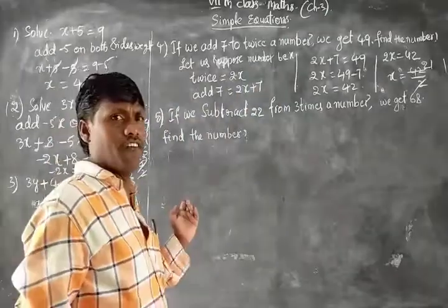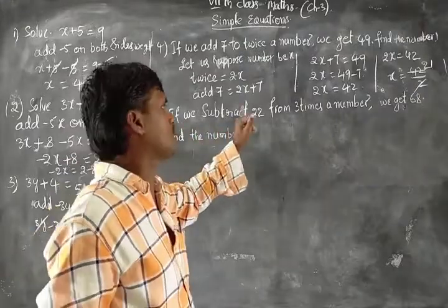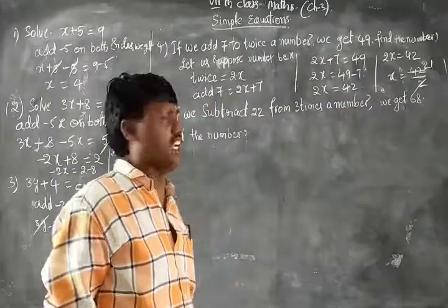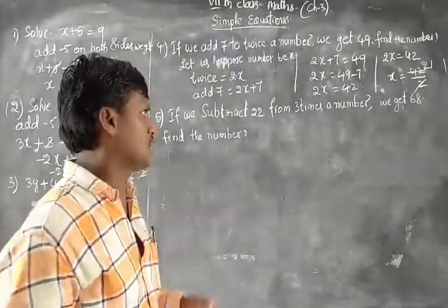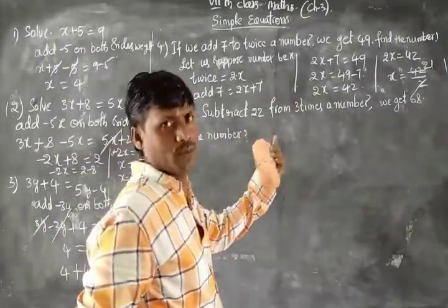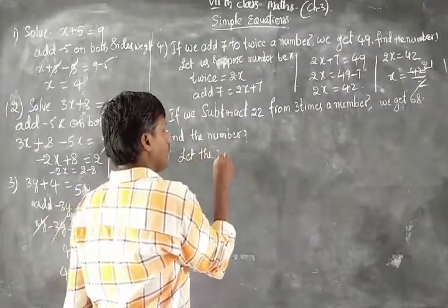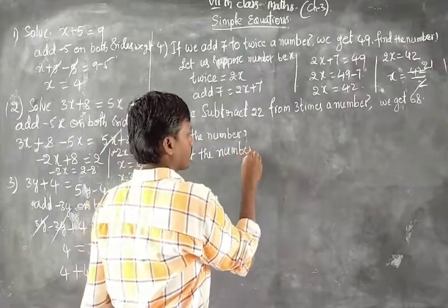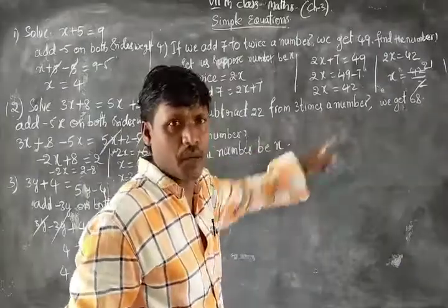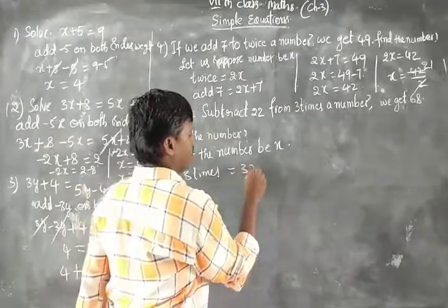And again he gave another one. We just see that. What is the next one? If we subtract 22 from 3 times of a number, we get 68. Find the number. Very interesting question it is. We don't know about that number. We have to find that number. Let us suppose the number be x. And again he told that 3 times of that number, we can write 3x.